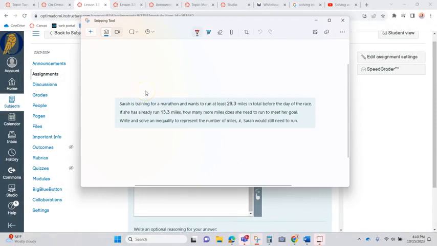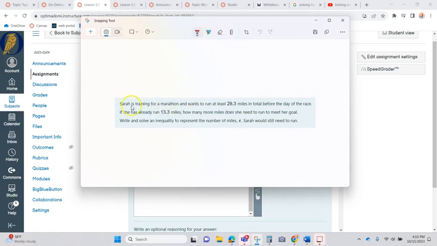Question 2. Sarah is training for a marathon and wants to run at least 29.3 miles in total before the day of the race. If she has already run 13.3 miles, how many more miles does she need to run to meet her goal? Write and solve an inequality where x is the number of miles Sarah would still need to run.